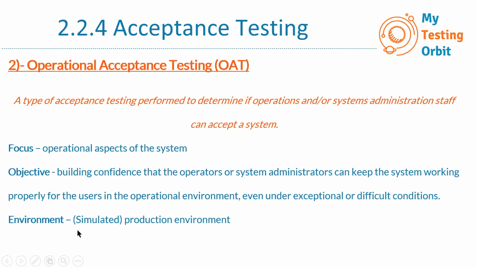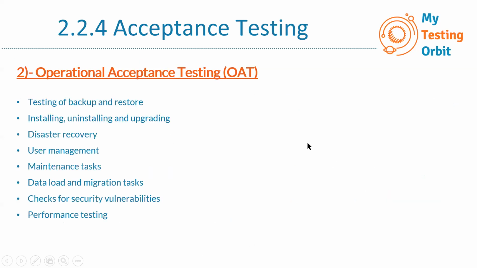The environment is a simulated production environment. Similarly, there should be an environment which is close to the production environment, or maybe in a few cases, a few aspects of OAT can also be done in production as well, depending on what kind of acceptance testing is done for operations. Okay, so let's go through a few scenarios which are covered in OAT.